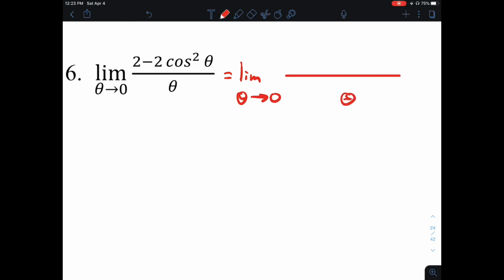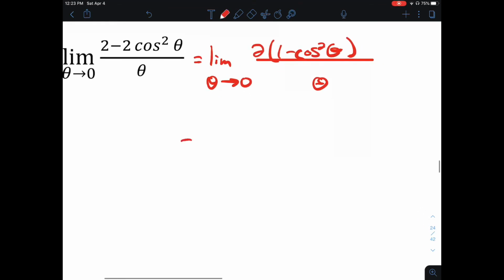The only thing that is apparent to me to do is to factor a 2 out of this. How will that help? I don't know. And now I know how it helps. I can change 1 minus cosine squared of theta to sine squared of theta. I'm also going to pull this 2 out to the front here.